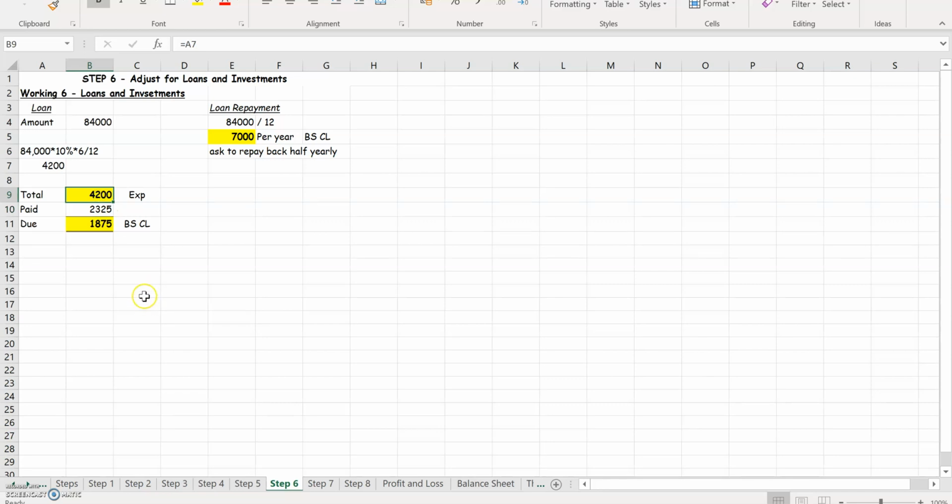So 4,200 is going to go into your expense. 1,875 is going to go into your balance sheet and your current liabilities, and this 7,000 is also going to go into your balance sheet as a current liability, and that's step 6 done.